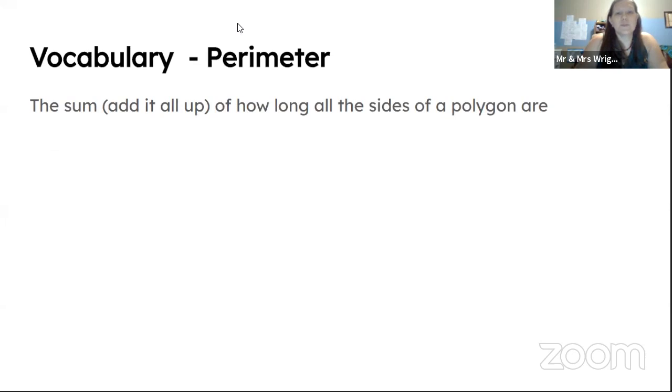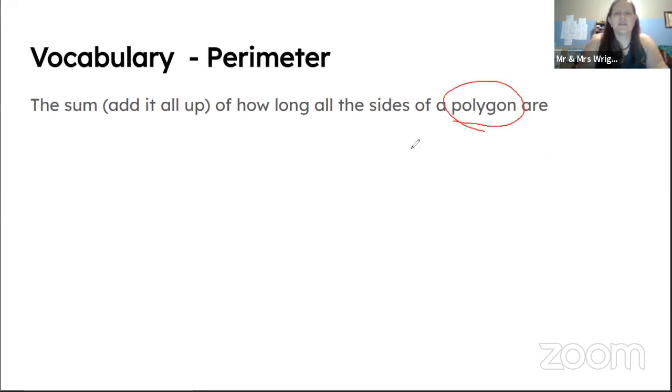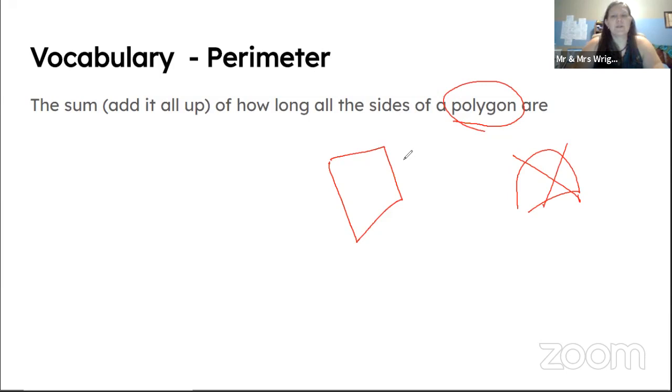Next one is perimeter. Perimeter means the sum of how long all the sides of a polygon are. That word polygon, you might not know what that means. A polygon is a shape that doesn't turn in on itself. It's convex, not concave, and all its edges are made out of line segments. That means it's not a circle, okay? It's not a half circle. That's not a polygon. It has to be made out of straight line segments.